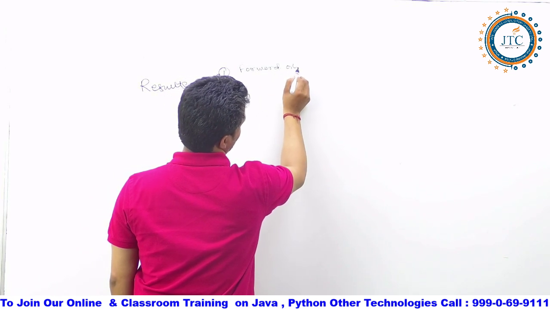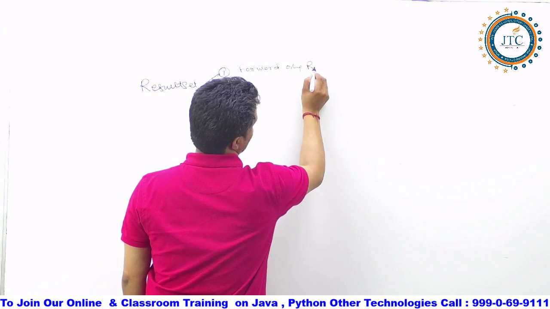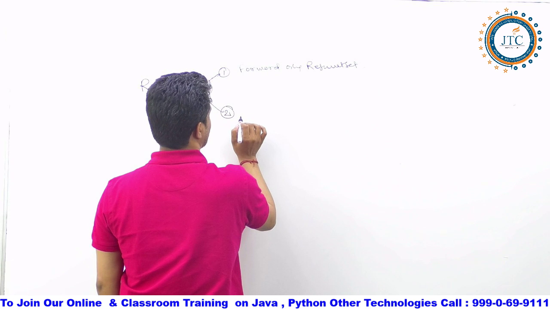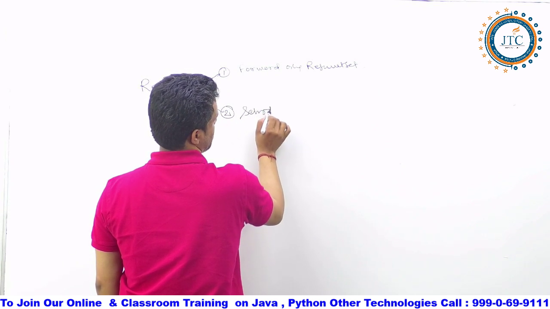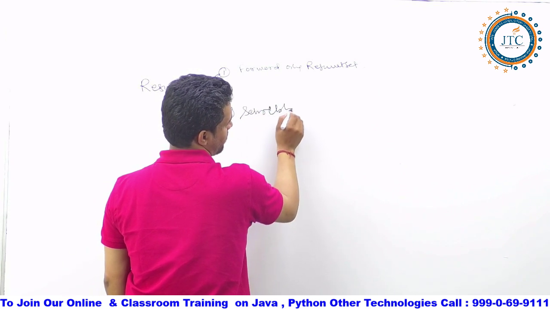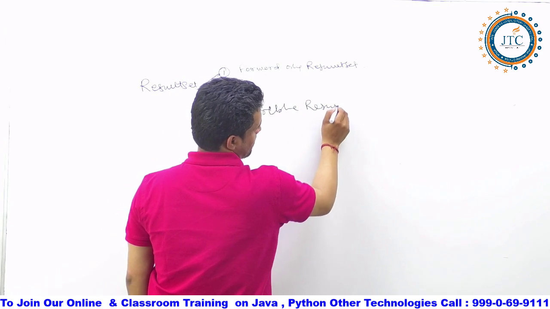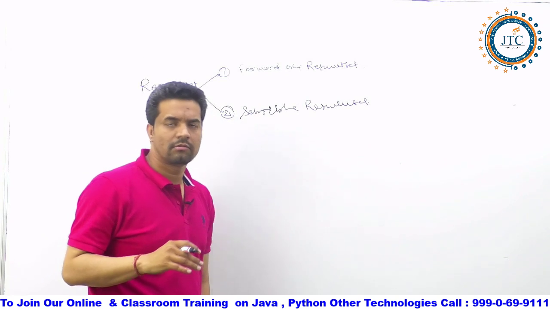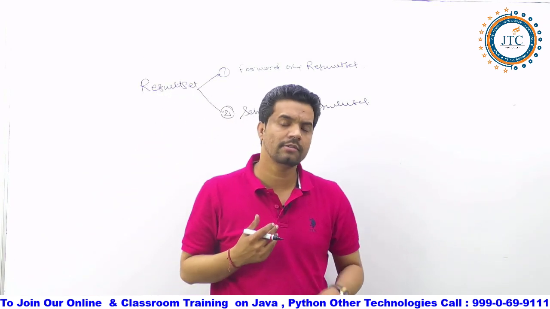Forward only ResultSet, and the second one is scrollable ResultSet. What is the meaning of forward and scrollable ResultSet here, guys?